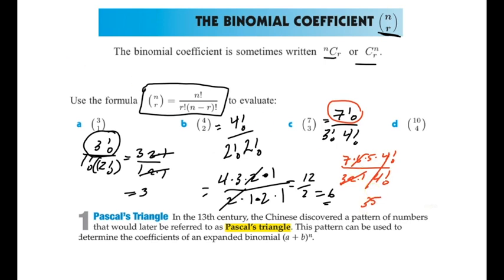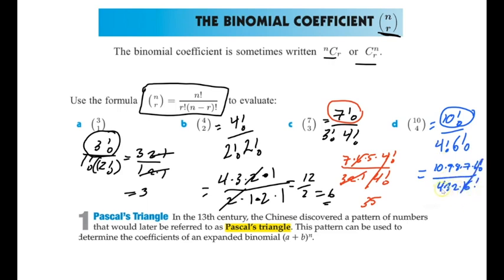Let's use that same trick for 10 over 4. 10 choose 4. So it's going to be 10 factorial over 4 factorial, then subtract them, 6 factorial. The trick here, again, rewrite the top one until it matches the bottom one. So it's 10 times 9 times 8 times 7 times 6 factorial. Stop there. I know it's going to cancel out. 4 I can just write as 4 times 3 times 2 times 1.